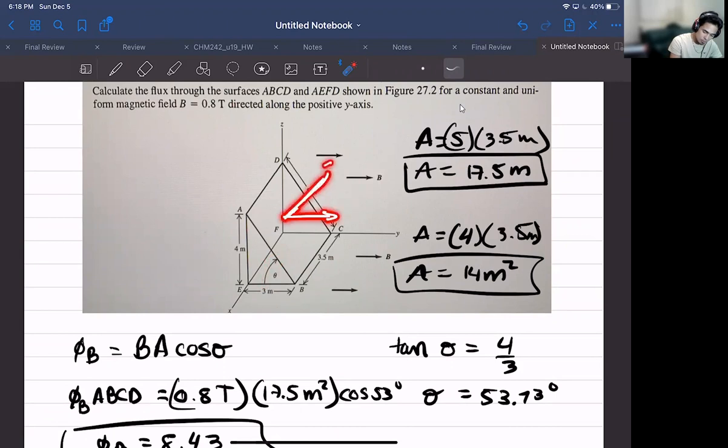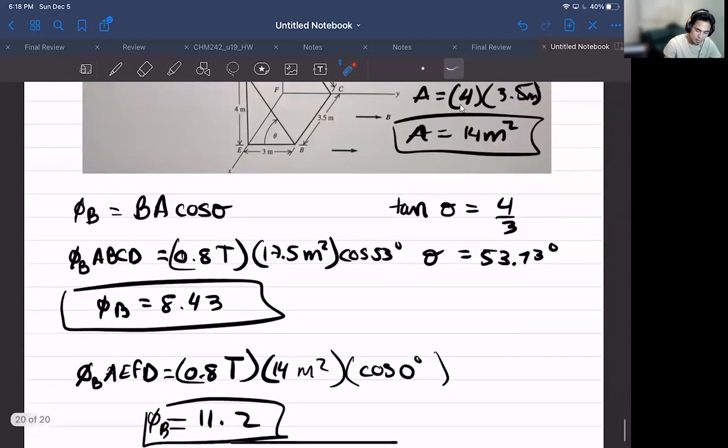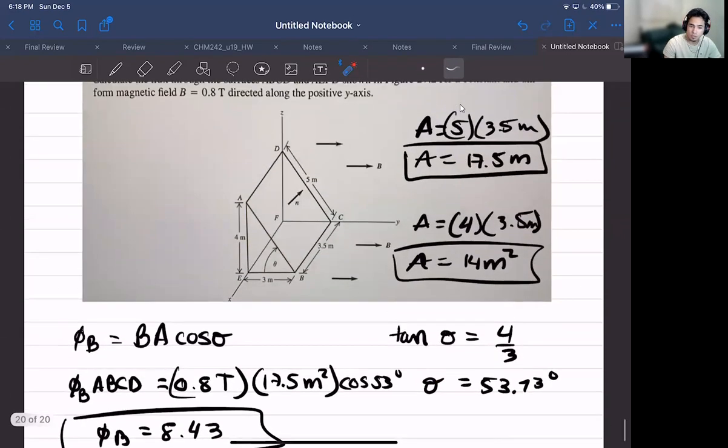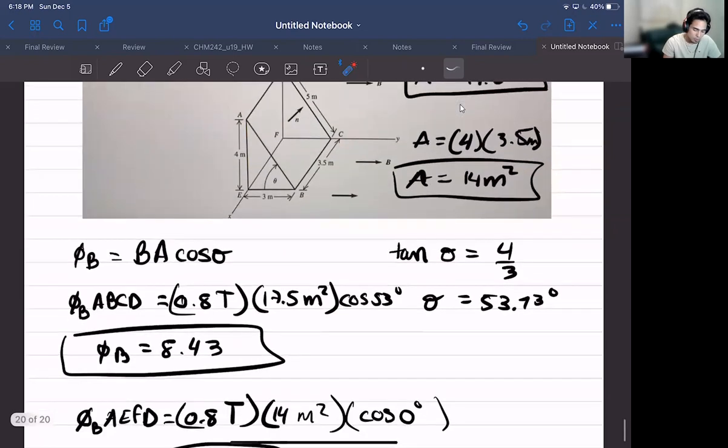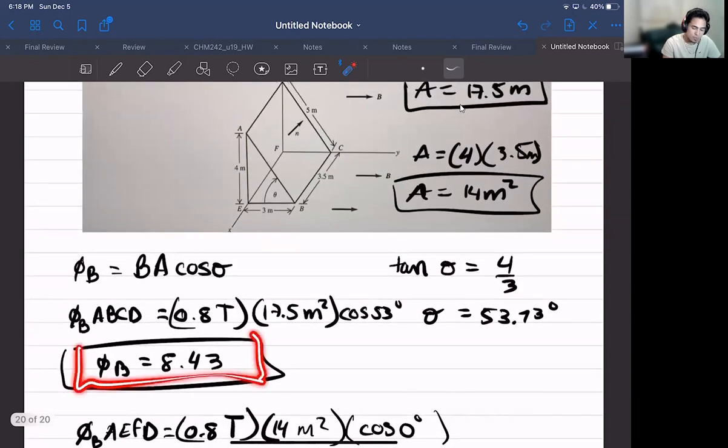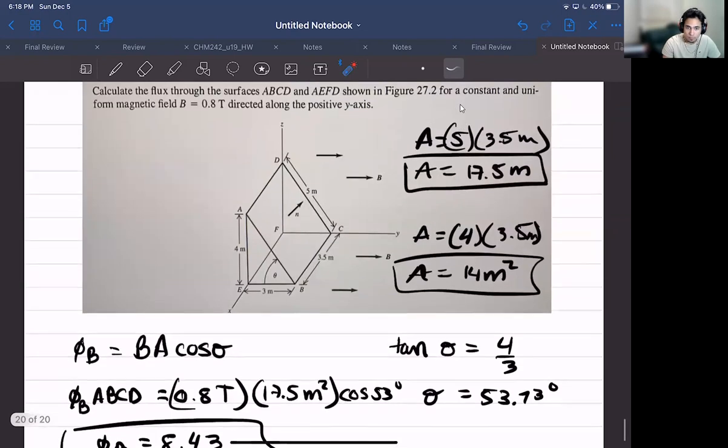Now we need to find the cosine of that angle, because the normal line has an angle with the magnetic field right here, and those are going to be equal. Now we have a right triangle, so given that, we can find that the tangent of this angle is 4/3. Using that, we can find the angle, and it will be 53.13 degrees. So with that, we plug it in. I plugged it in as 53 just to approximate, and we get that the flux is 8.43.